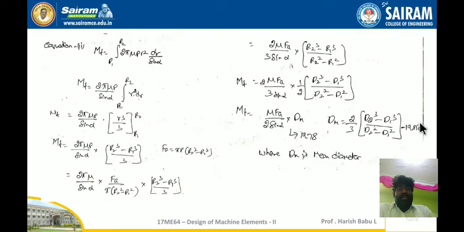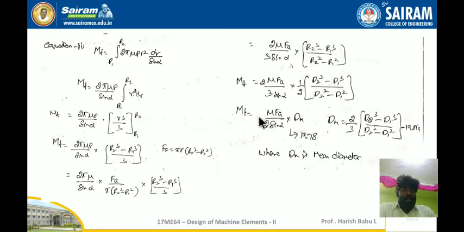Coming to equation number 2, MT equals the integral from R1 to R2 of 2 pi mu p r square dr by sin alpha. Since mu, p and pi are constants, and sin alpha also, I take them outside, that is 2 mu pi p divided by sin alpha as a constant. The remaining is r square dr, integrated from R1 to R2. On integrating, I get MT equals 2 mu F by sin alpha into R2 cube minus R1 cube divided by R2 square minus R1 square. Then I substitute r in terms of d.